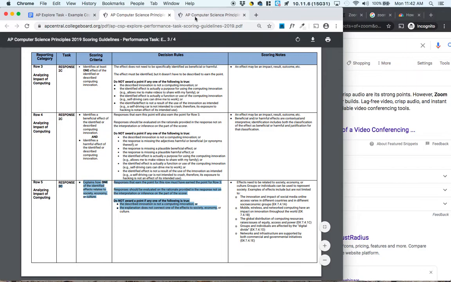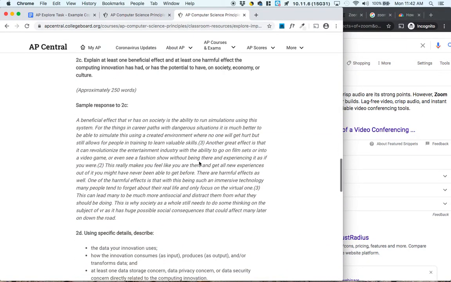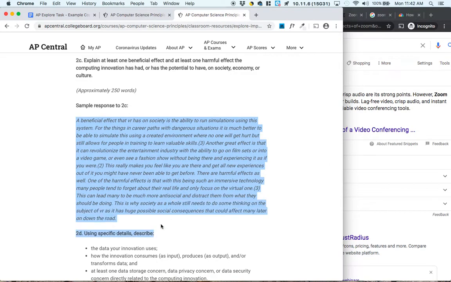To confirm that you've really answered the question, you can go and take a look at the example response here to question 2C and read through it and see how yours parallels with it. You'll notice that they're using the same type of in-text citation that we are, and I think that will be really useful.